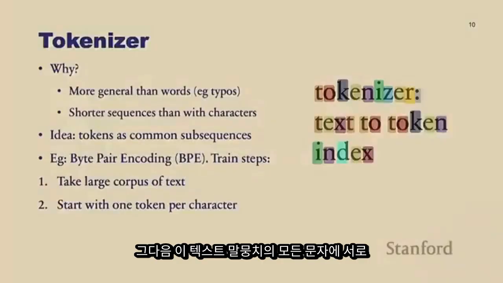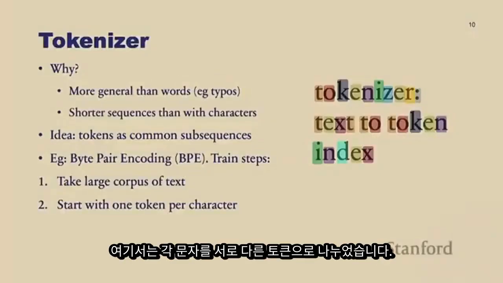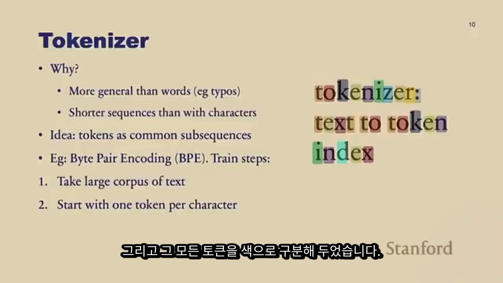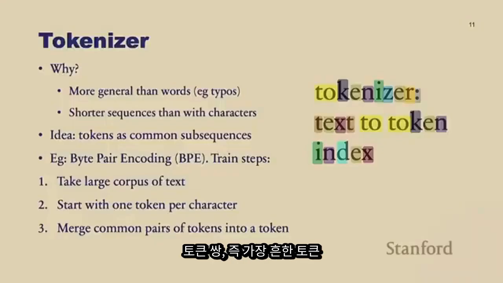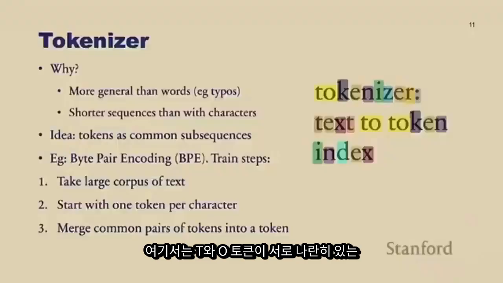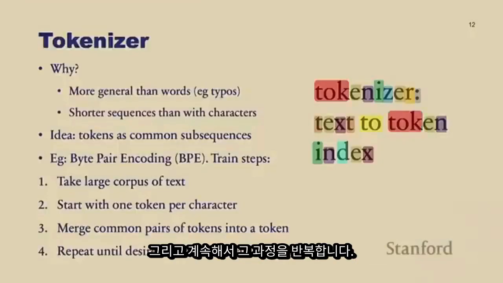Then you associate every character in this corpus of text with a different token. So here I just split up every character into a different token, and I color-coded all of those tokens. Then you go through your text, and every time you see the most common pair of tokens, you merge them. So here you see 3 times the tokens T and O next to each other, so you're just going to say this is a new token. And then you continue, you repeat that.